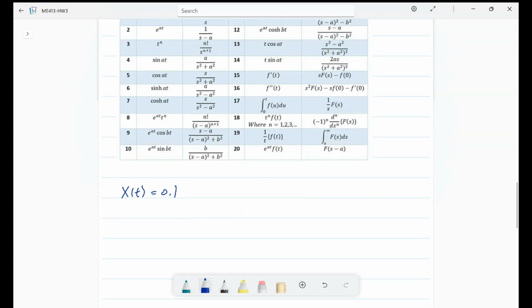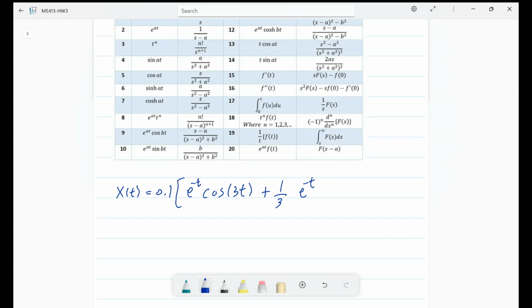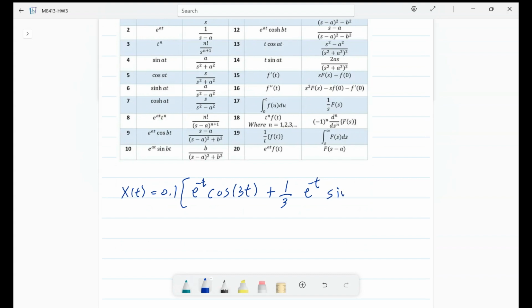So here I will have e to the minus t cosine 3t, and plus 1 over 3 e to the minus t sine 3t. This is our x of t.